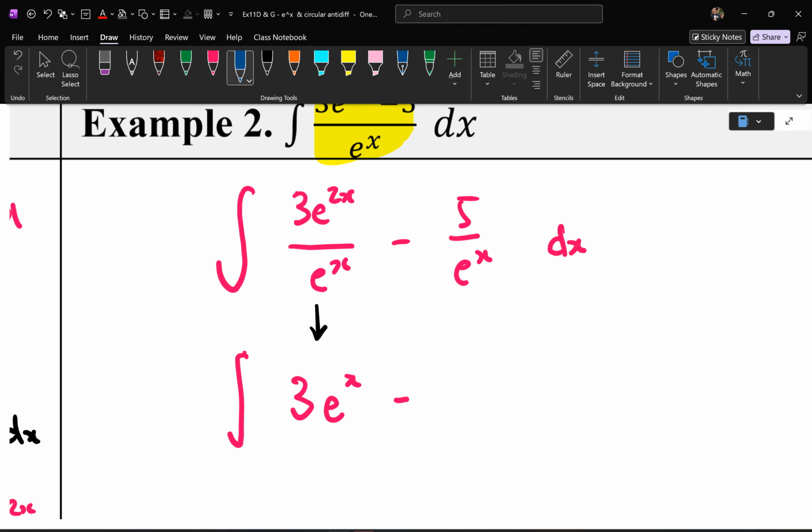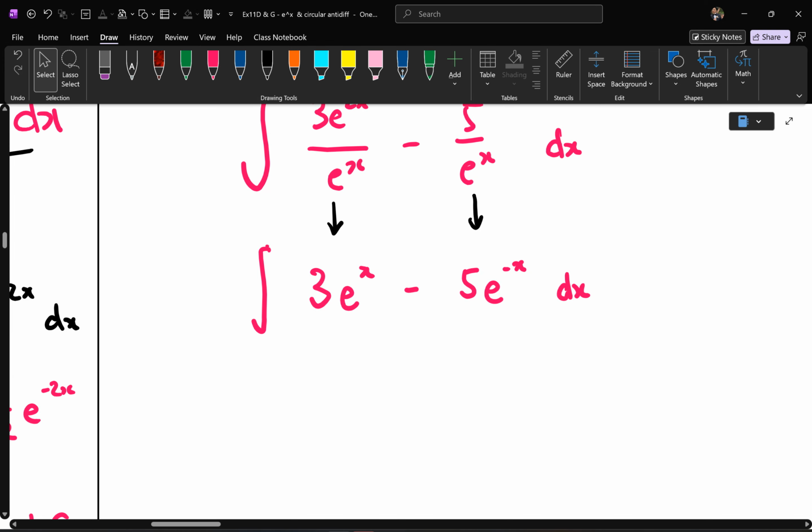Alicia, how can I rewrite this so that I can use antiderivative? What's another way of writing 5 over e to the x? Beautiful. 5 times e to the negative x. And now, it's possible to antiderive using the rule I gave to you.